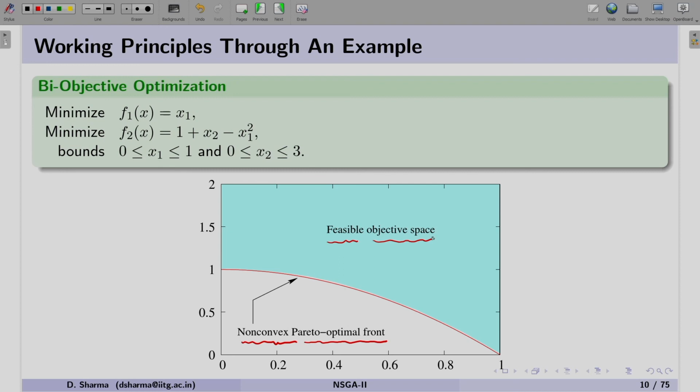Now we remember that for the classical multi-objective optimization methods, many of the methods cannot be used for problems which have a non-convex Pareto optimal front. But such a limitation does not exist with the EC techniques, and they can find the Pareto optimal solution for any kind of problem. Therefore, we chose this two objective problem which has a non-convex Pareto optimal front.